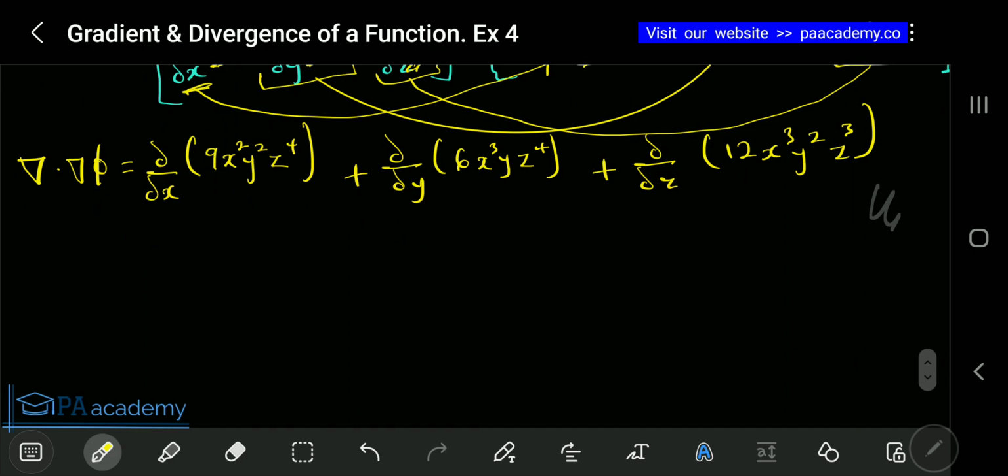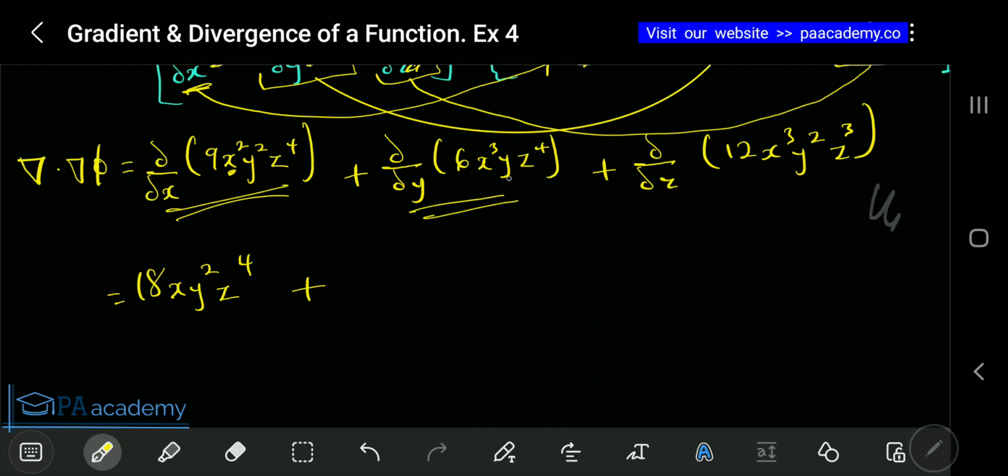Okay, so now let's attend to this. If you are to look for the partial differentiation of this with respect to x, since we are differentiating only x, that will be 2x. If the 2 should multiply 9, we are having 18x y squared z raised to power 4 plus, so now let's do this.